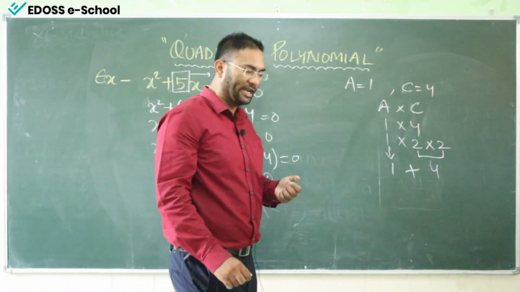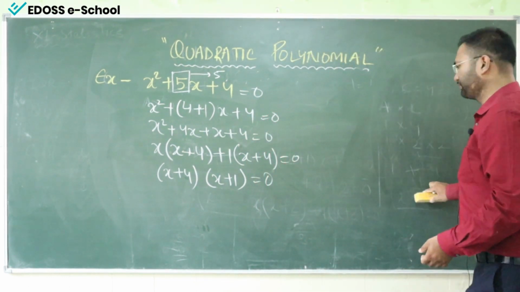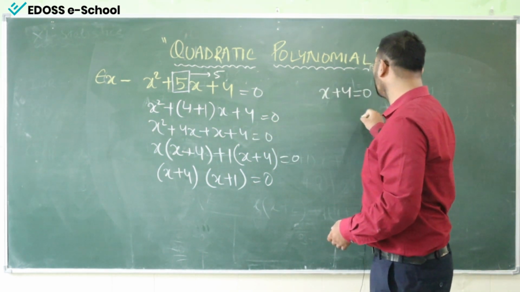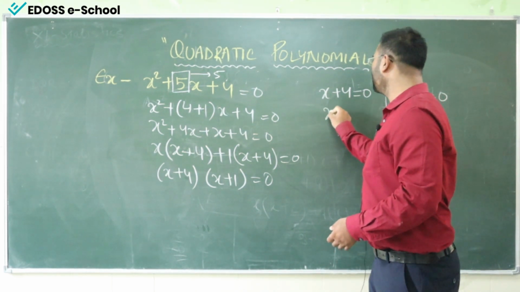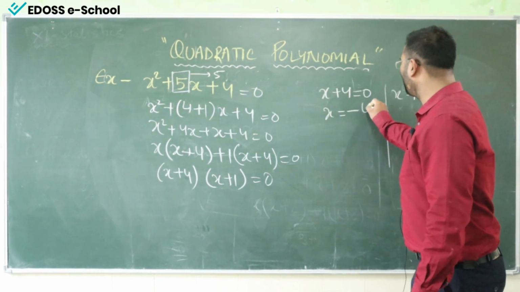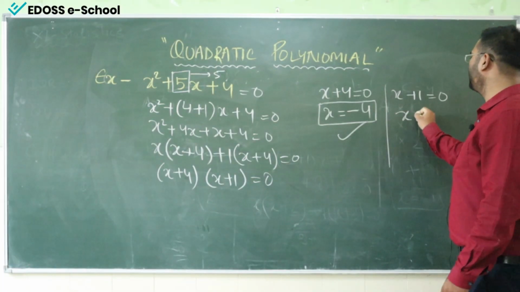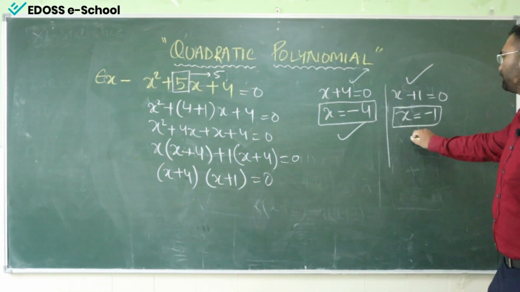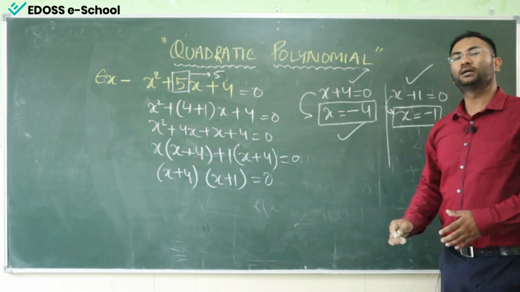But how do we find the values from these factors, x plus 4 and x plus 1? This is a very simple thing. Assume x plus 4 equals 0, and on the other part x plus 1 equals 0. Now we just have to solve these as linear equations. It will give x equals minus 4, we got the first value, and here x equals minus 1, we got the second value. So this was the first factor, this was the second factor, from where we have extracted the value of the variable x.